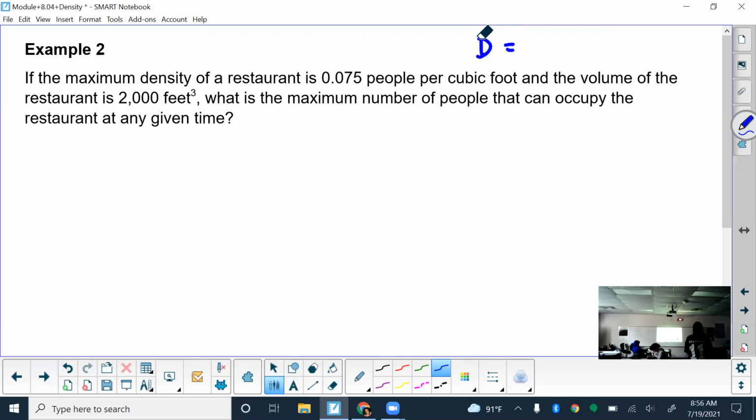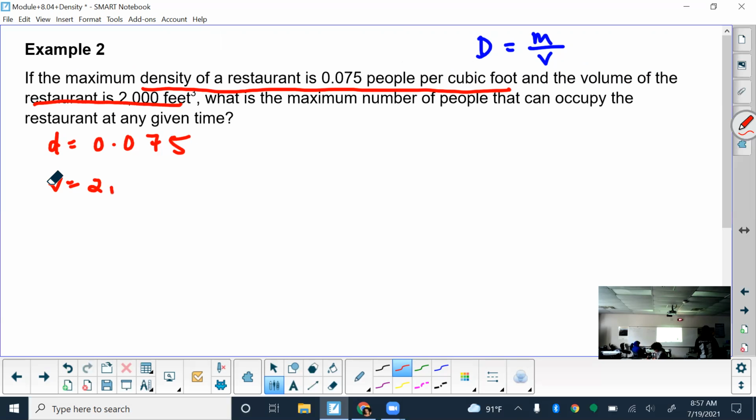All right, keep in mind, this is the formula you're using, density equals mass over volume. Now figure out what you're solving for. Are you solving for D, M, or V? So kind of go through the problem. Are you solving for mass? We are solving for mass, good. Because if you go through the problem, it tells us that D equals 0.075 people per cubic foot. And the volume of the restaurant, it also tells us. So M is the one that we don't know.